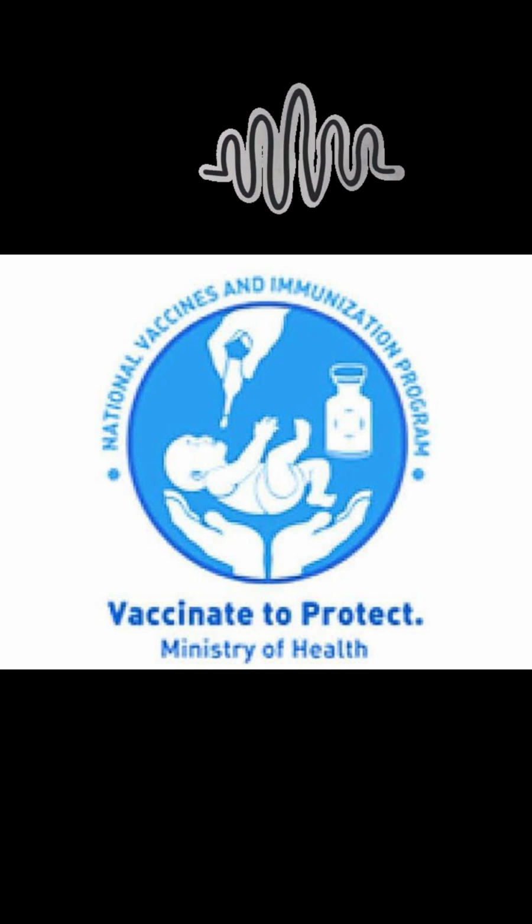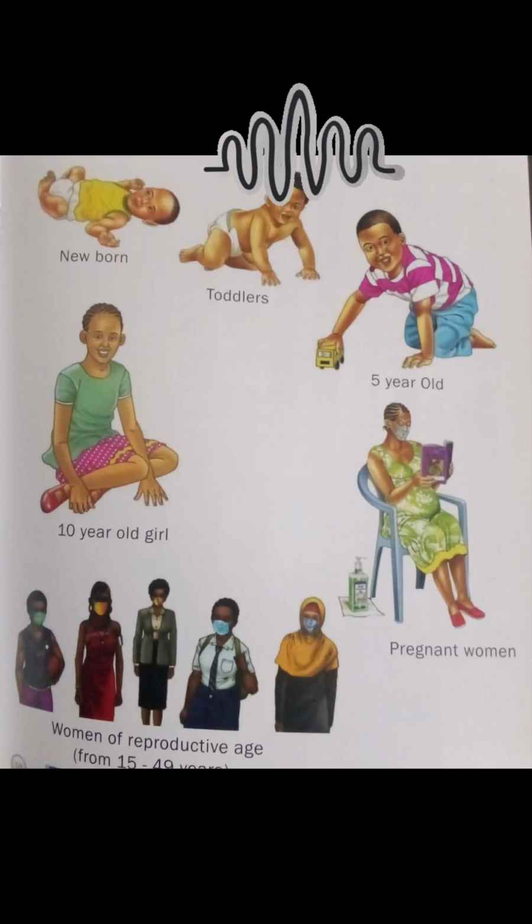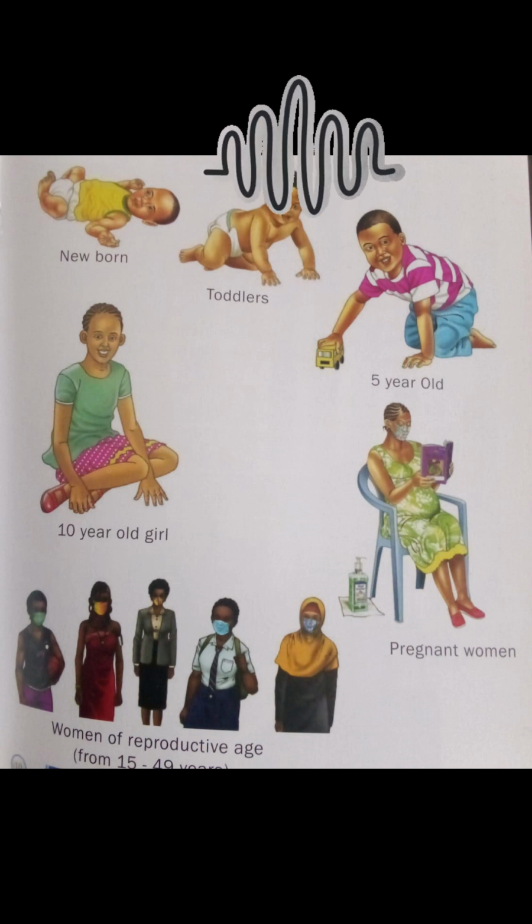So those vaccines are around 12 vaccines that I've said. So let's go and talk about the target groups of routine immunization. When we talk about the target group for routine immunization, these are children of the age of 0 to 5 years.